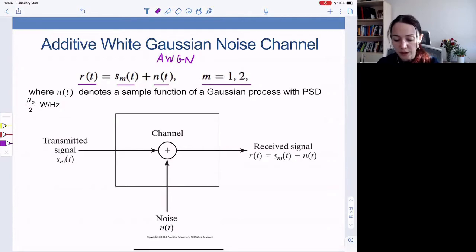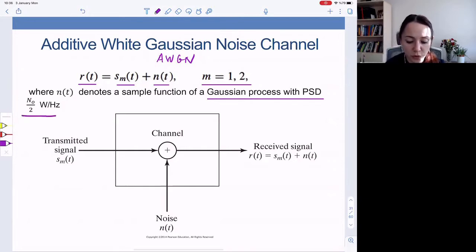So n(t) denotes a sample function, a realization taken from a Gaussian process with flat power spectral density equal to N0 over 2 watt per hertz. So this is the model. Signal plus noise forms the received signal.